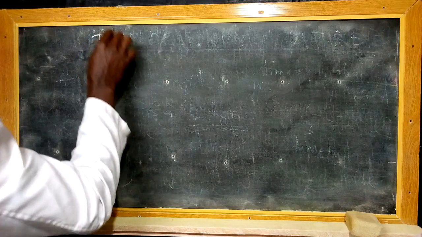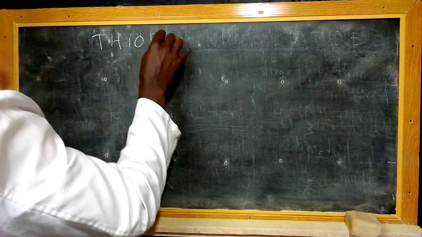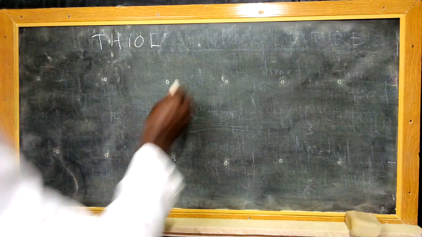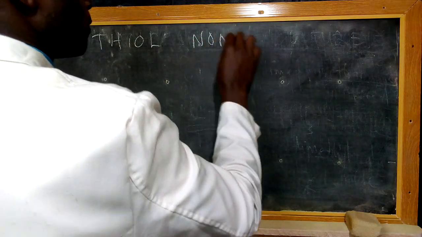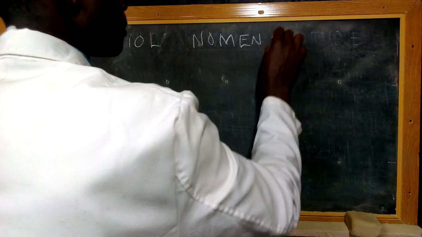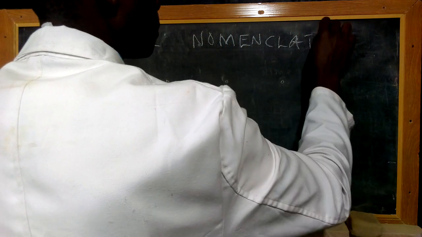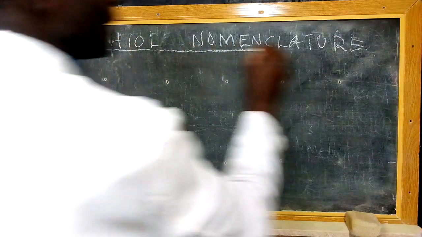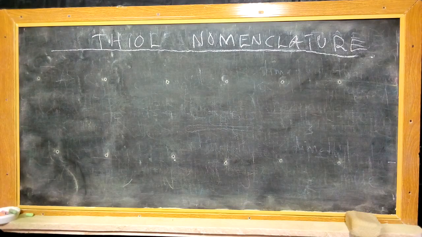So as I have said, today we are going to learn about thiols. Thiols are a class of organic compounds whose nomenclature is analogous to alcohols, but we're going to give different examples so that we can know exactly which kind of format we can follow in learning this class of organic compounds.